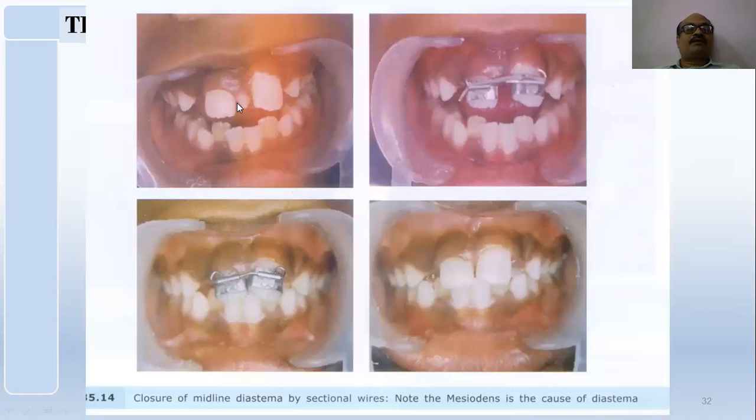And this is a simple mechanism, again midline diastema closed with the help of simple buccal tubes. Close.